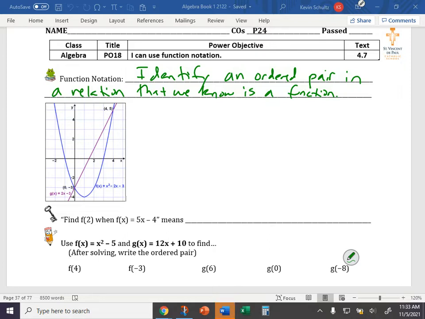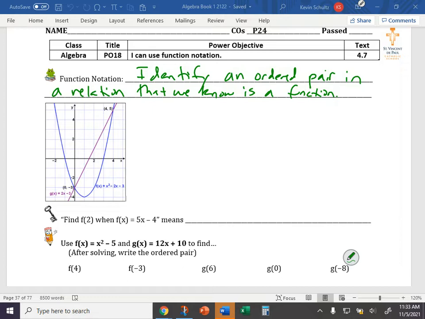Yesterday we kind of talked about how to identify if something is a function. Now we're being told it's a function because we're using function notation. Our goal today is going to be more identifying ordered pairs. Okay. Here's kind of an example of where you'll see function notation used.